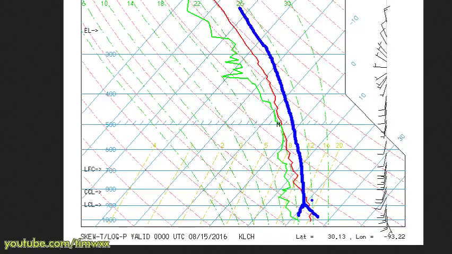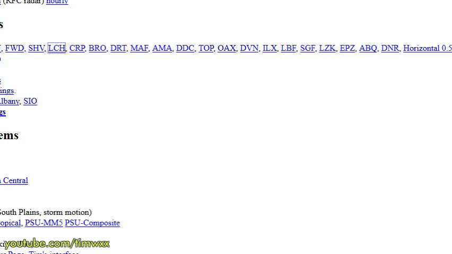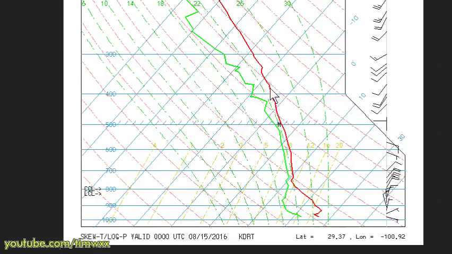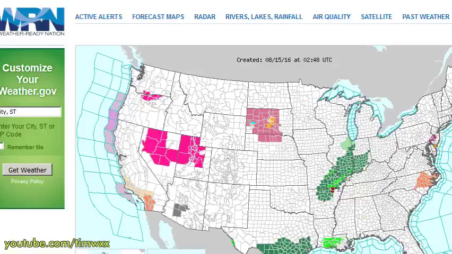Not much in the way of the cap, and you can see that there's not much of a cap all the way up there. This is a very uncapped air mass. Let me go all the way to Del Rio and see what that shows. So yeah, there's no cap at all. And when you have no cap, you tend to get a lot of storms developing early in the afternoon, and that's definitely been the case today.